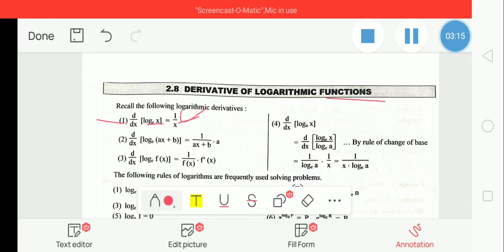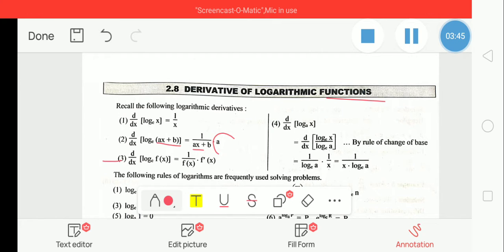So it gives us 1 by x. Now d by dx, meaning the derivative of log of ax plus b: we can assume that ax plus b is x, so it gives 1 divided by x, meaning ax plus b, and multiply by a, because a is the coefficient of x, so we multiply here. So d by dx of log of ax plus b gives 1 divided by ax plus b multiplied by a.